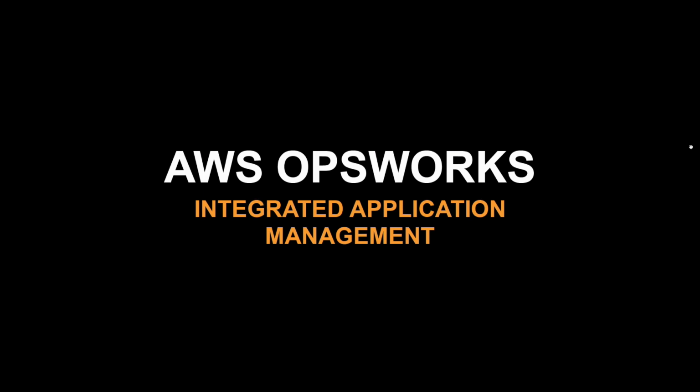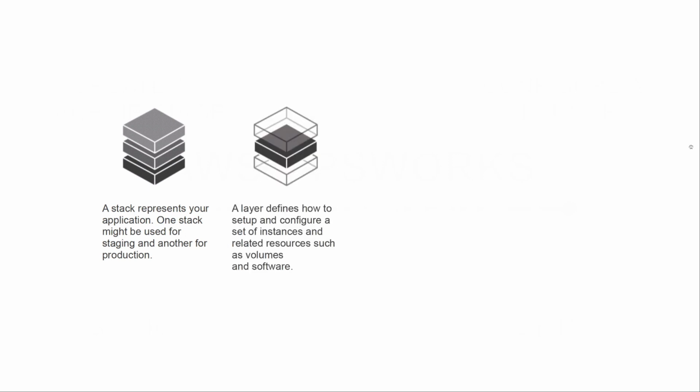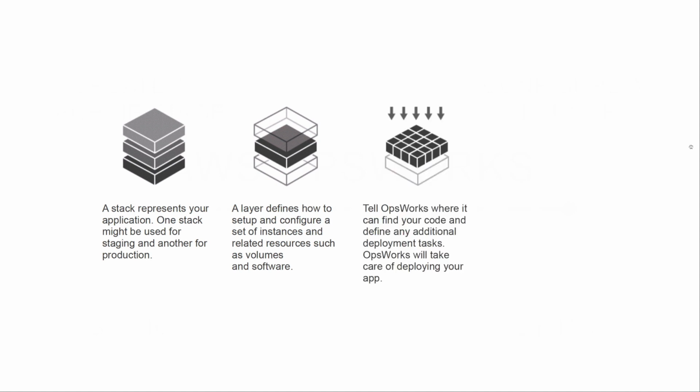Some tools that are available from AWS to ease continuous deployment. Now, the first one to focus on is something called AWS OpsWorks, which provides an integrated application management service. So you're creating stacks here that represent your application. Those stacks can differ depending upon which environment they're going to be utilized in. Each one of those stacks will comprise a number of layers, and those layers determine how to set up and configure a set of instances and related resources, which might be, for example, volumes or software components. You then tell OpsWorks where it can find your code and any additional deployment tasks, and from this point onwards, OpsWorks will take care of deploying your app for you.